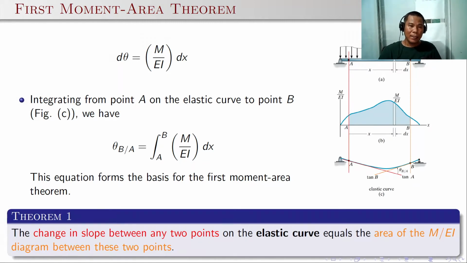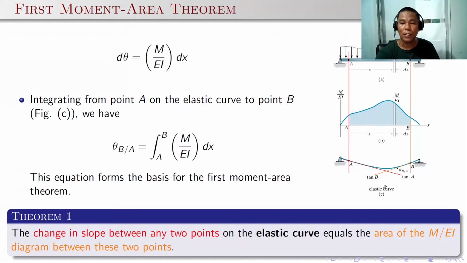If we integrate this equation from point A on the elastic curve to point B, we have theta B over A equal to the integral of M over EI dx. Here the minimum limit is A and the maximum limit is B. And there is a subscript on the angle theta, that is B with respect to A. What does it mean? We are taking the angle of the tangent at point B with respect to the tangent at point A.